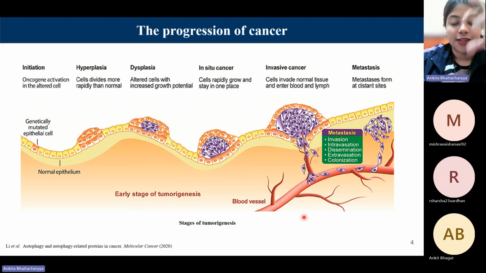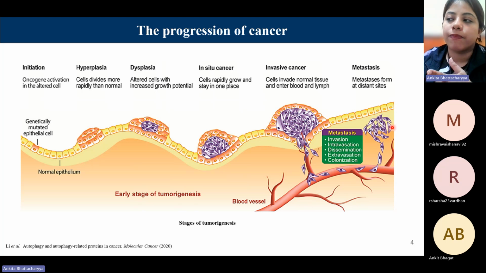So once cancer cells have gone into the circulation, they can move into any place within the body, and whichever place they find to be suitable or good for their growth, they will settle down there and they will start forming more and more and more and more tumors. And that is what happens during metastasis.